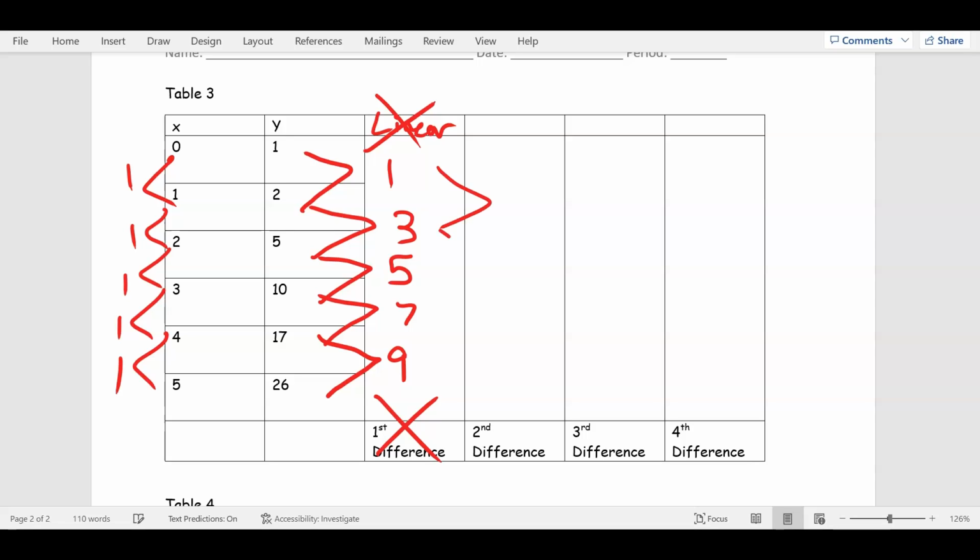Let's try the second difference. 3 minus 1 is 2. 5 minus 3 is 2. 7 minus 5 is 2. 9 minus 7 is 2. Is the second difference the same? Boy howdy, it is. And if you look at the one we just did, what do we call it when the second power is all the same? We call that quadratic, the squared one. All right. Now, process of elimination, you probably know what's next. Well, let's do it together.